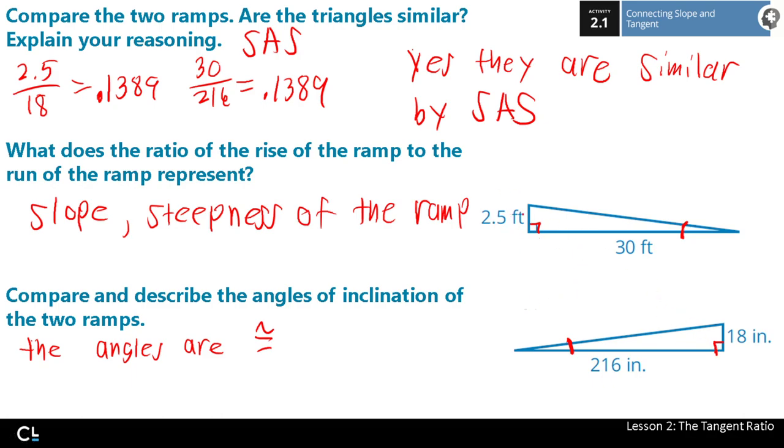That's interesting because we have such drastic numbers, right? Here we have our rise or our height 2.5. Here we have our height 18 inches. Here we have our length 30 feet. Here we have our length 216 inches, right? They're so different, but they have the same angle of inclination. And why? Because they're in similar triangles. Similar triangles have congruent angles.